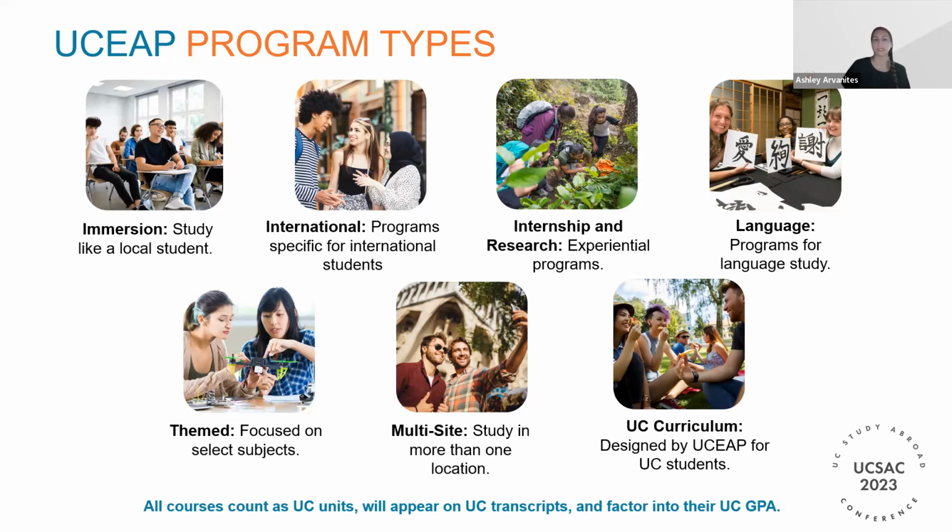With so many options, it truly allows students to choose their own adventure. Regardless of which UCEAP program students choose, they are guaranteed to earn UC units, coursework will appear on their UC transcript, and grades will be factored into their UC GPA. What requirements these courses fulfill is determined by the student's home UC college or department during the petition process after a student returns.